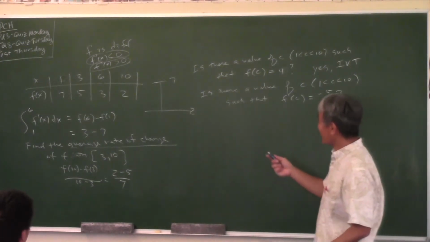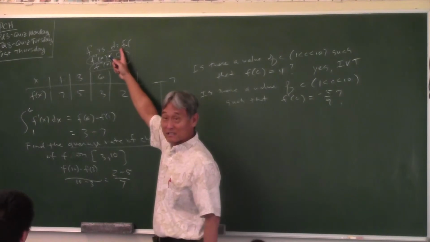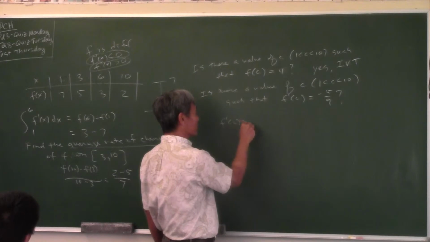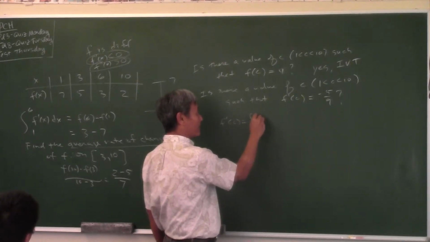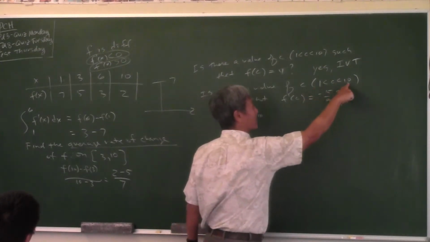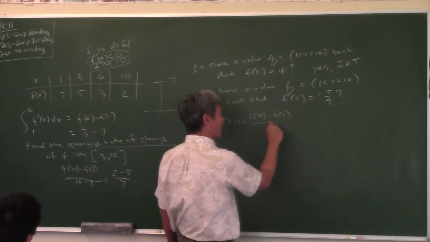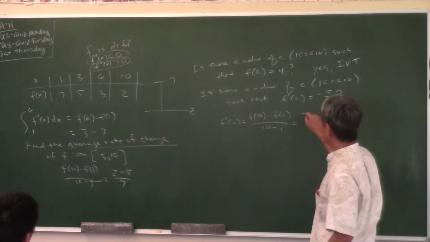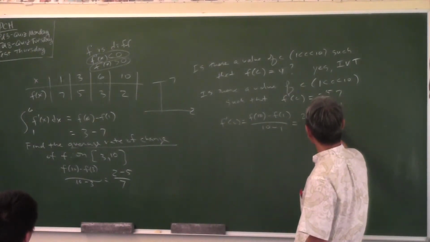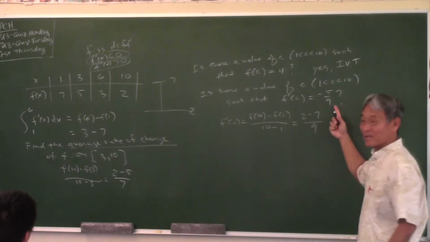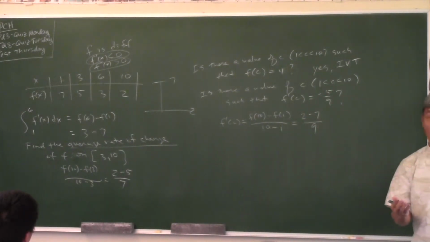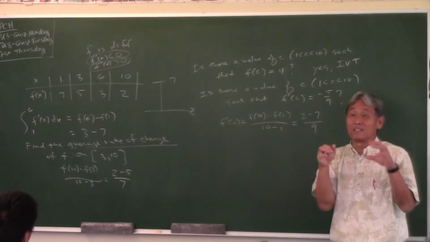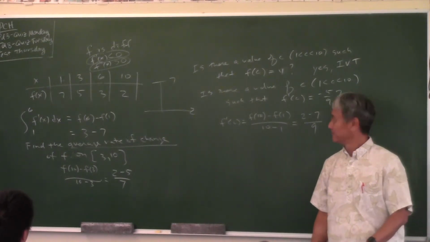What does the mean value theorem say? If you have a differentiable function, which it is, there's at least one place in between there such that f prime of c is equal to what? This is a and b here now. F of b minus f of a all over b minus a. What is f of 10? Look at the chart. 2. What is f of 1? 7. Is that the same thing as -5/9? So the answer is yes. Why? Since this function is differentiable, the mean value theorem guarantees it.